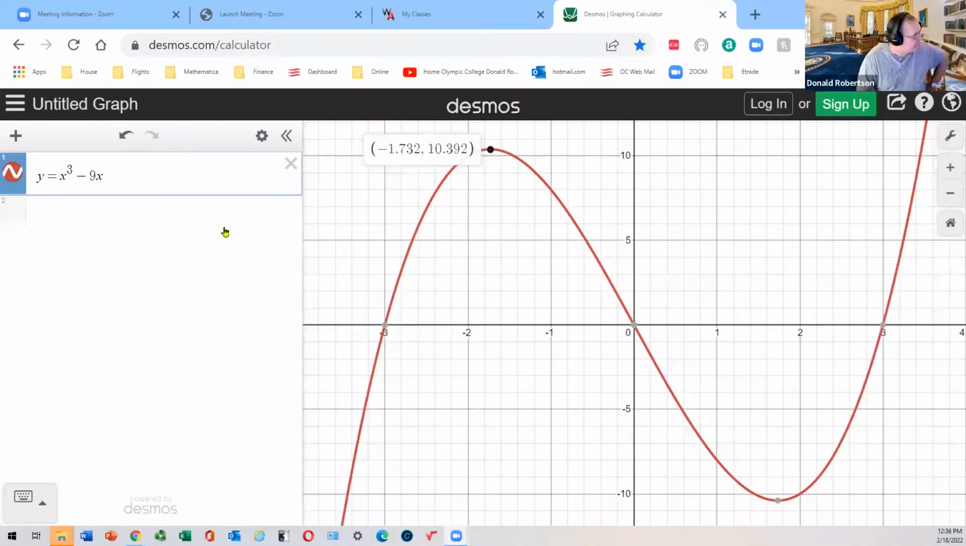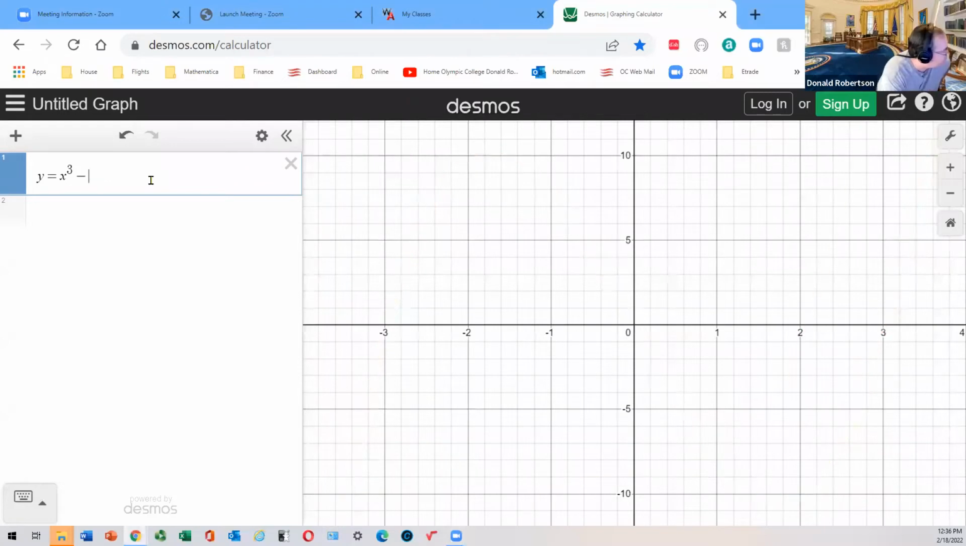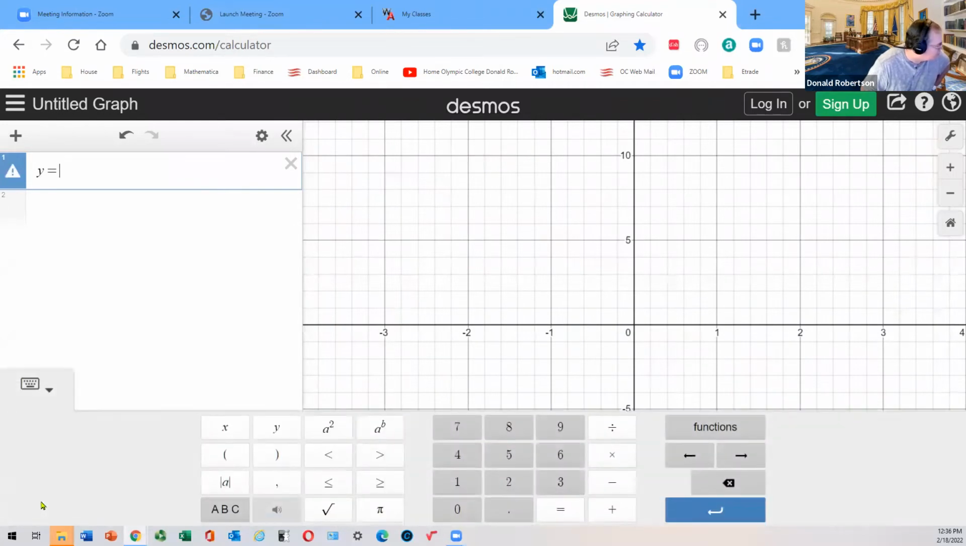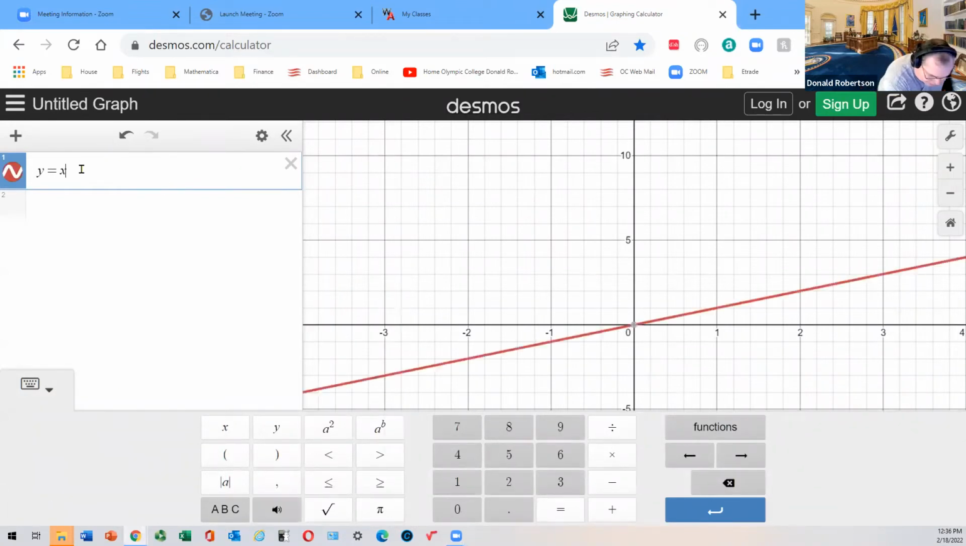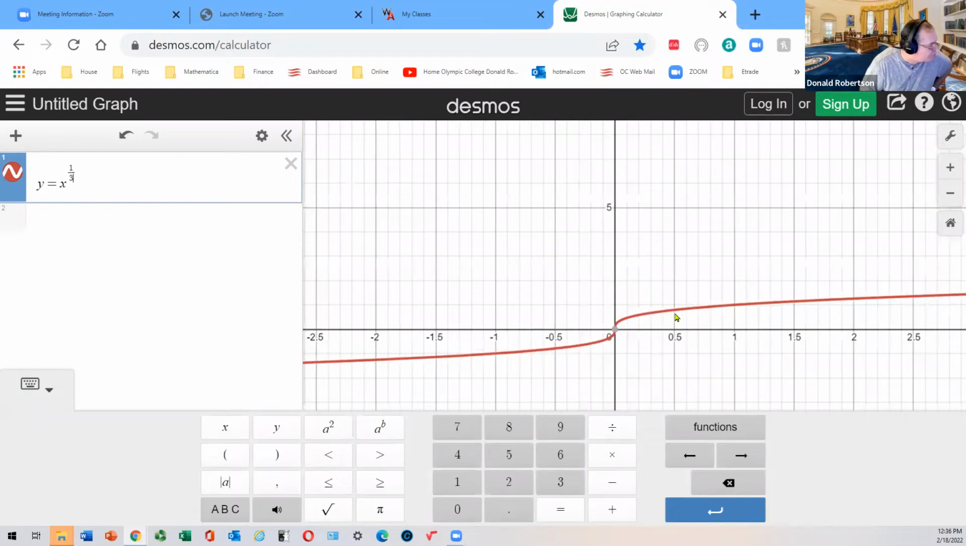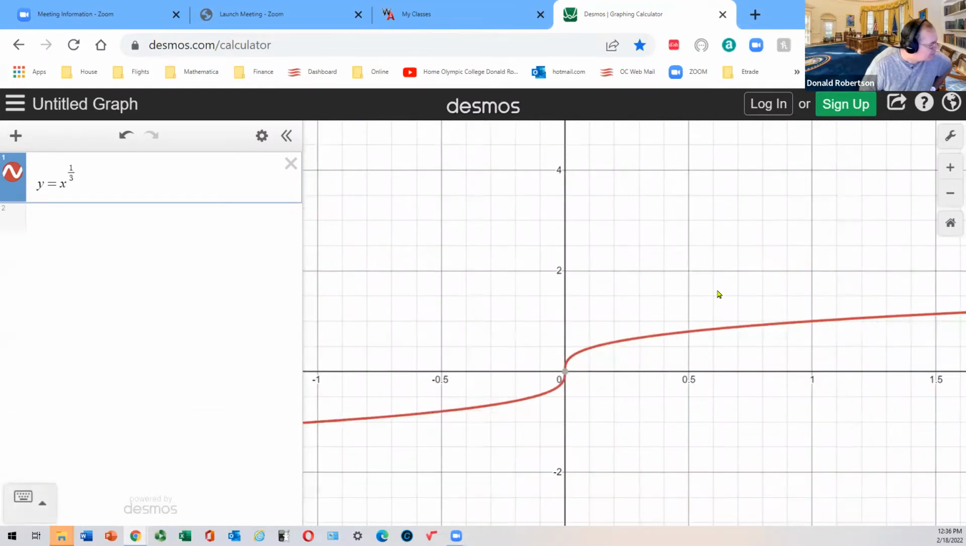Here we go. Get rid of this guy. I don't know if Desmos can do a cube root. Let's find out. No, not really. Okay, so I'm going to do x to the power of a third. There. Isn't that the same as a cube root? I just don't have a cube root button. And I'm going to zoom in. Click off that.